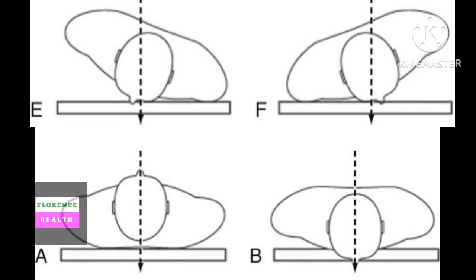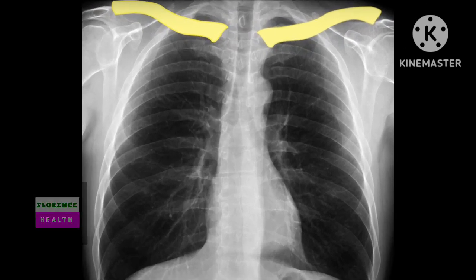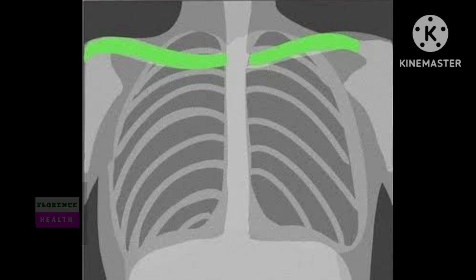This slide shows in figures A and B, the patient is straight to the X-ray film. That is why you will get a non-rotated X-ray. In figures E and F, the patient is slightly rotated. That is why you will get a rotated X-ray, which is an abnormal X-ray. In this case, you should ask for a fresh one. Look at the position of each clavicle and each clavicular head, and how they are equidistant from the spinous process of the thoracic vertebra.